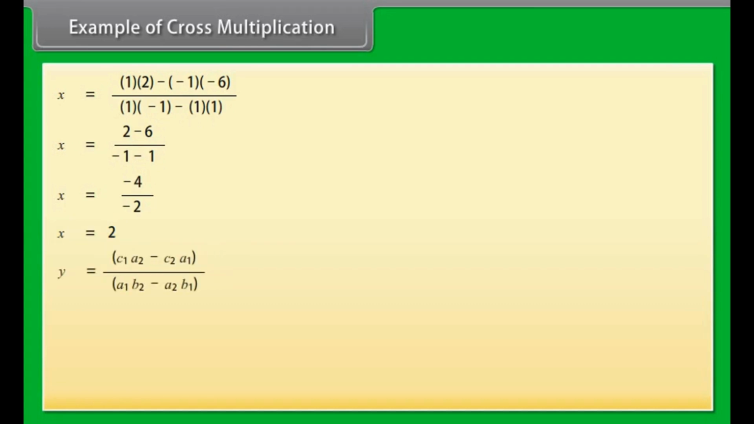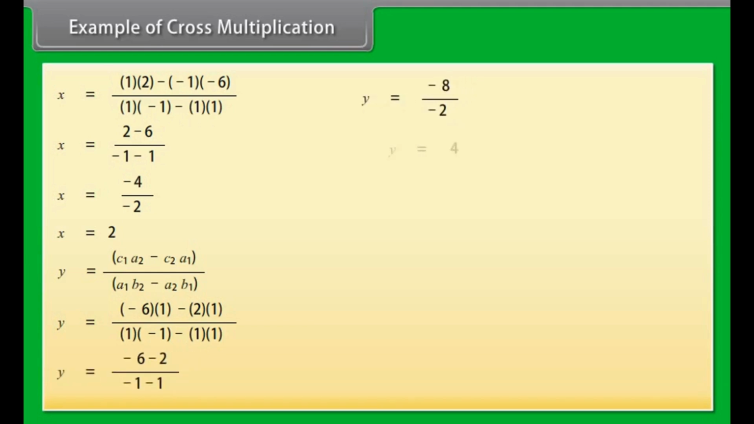y is equal to (c1a2 minus c2a1) upon (a1b2 minus a2b1). Now by substituting the values we get y is equal to (minus 6 into 1 minus 2 into 1) upon (1 into minus 1 minus 1 into 1). By calculating we get y is equal to 4. Therefore the solution is 2, 4.